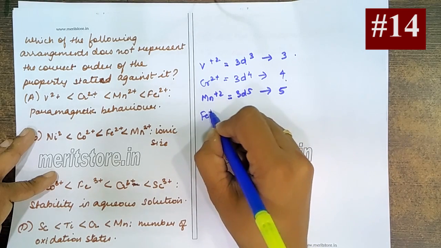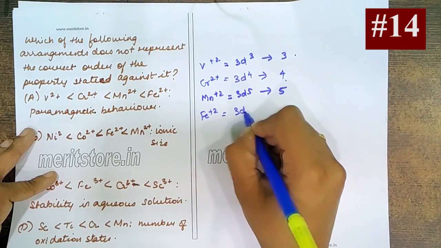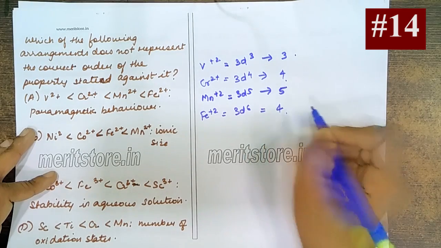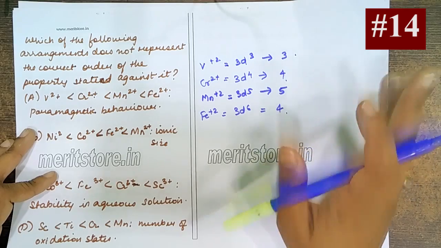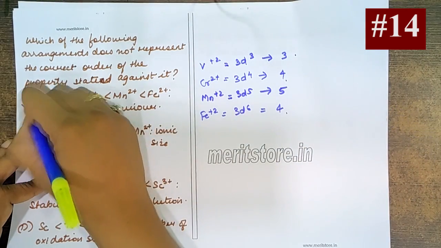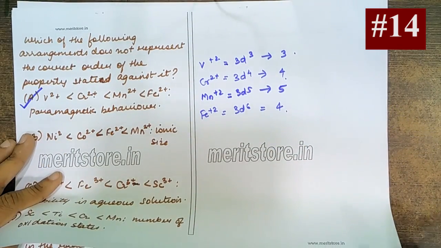Finally, let's check for Fe2+. It's 3d6, but here 4 unpaired electrons are there. So here the paramagnetic nature is not increasing regularly, so our option A is not correct.